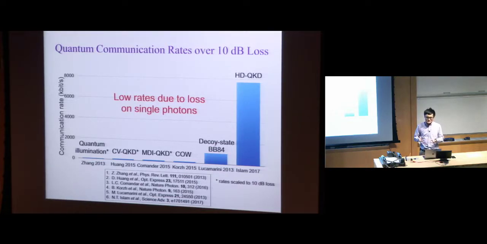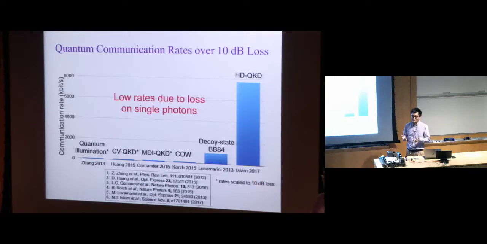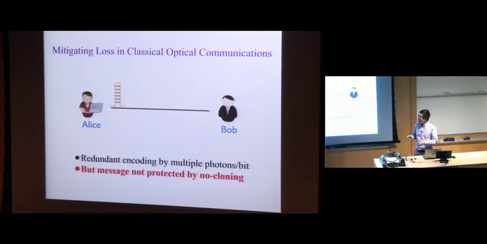This 10 megabit per second was demonstrated in labs, and in practice, for example, for China's quantum communication backbone, the rate was only 8 kilobit per second. So this is really not that appealing compared to classical communication, although it is more secure than the classical case, because the rate is too low. So we need to come up with an approach to significantly improve the rate of quantum communication. Otherwise, this technology would not be appealing. So we need to mitigate loss in quantum communication.